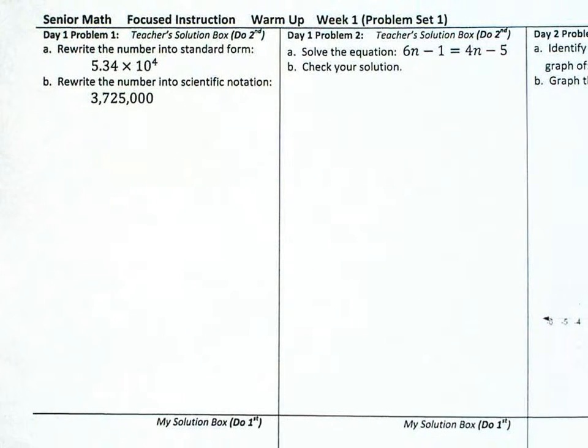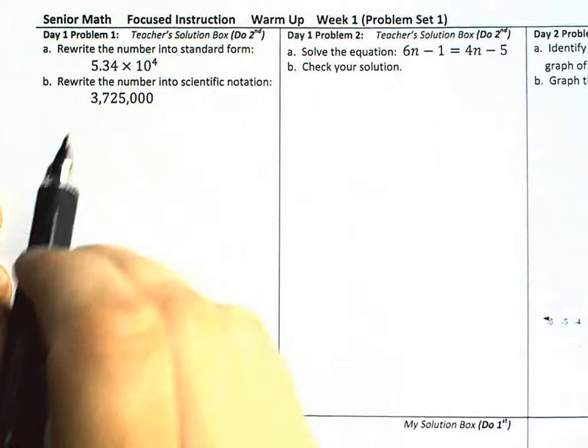Here is the solution to Day 1, Problem 1. There's a Part A and a Part B, and they both have to do with a concept called scientific notation, which is a form of writing numbers that uses a 10 and an exponent on the 10 to refer to place value in the number. So let's tackle each part, starting with Part A.